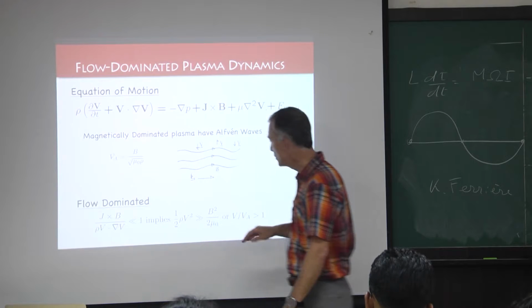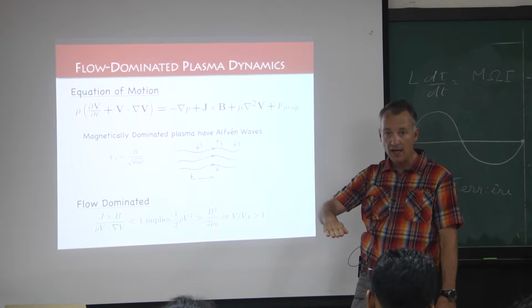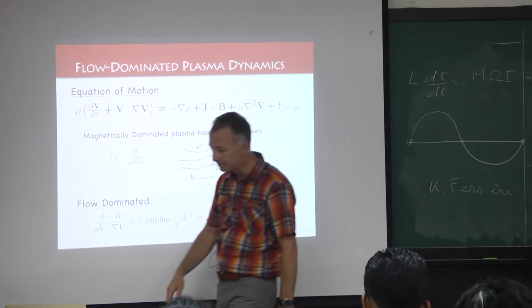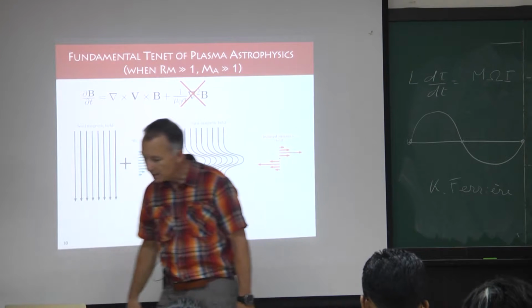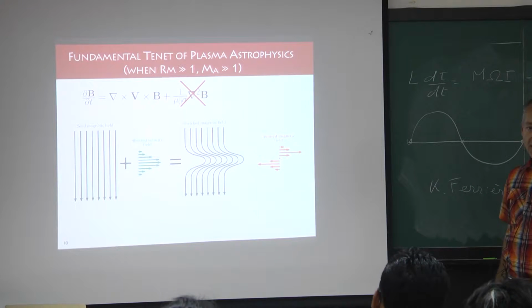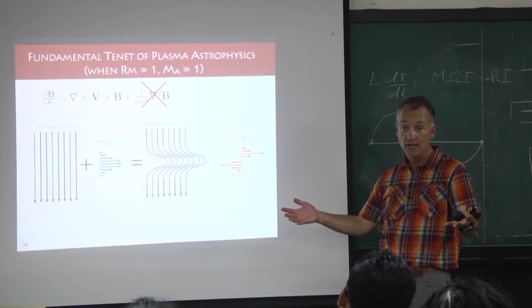Okay, so this regime, large magnetic Reynolds number and high Alfvén Mach number, or flow dominated, gives you this very important, I call it the fundamental tenet of plasma astrophysics, which is that field lines can be stretched by flow.